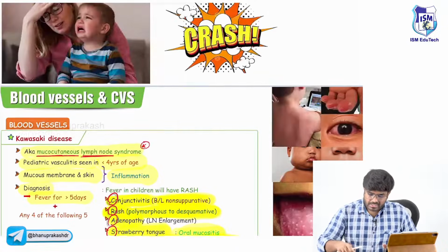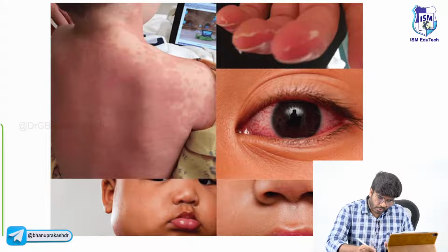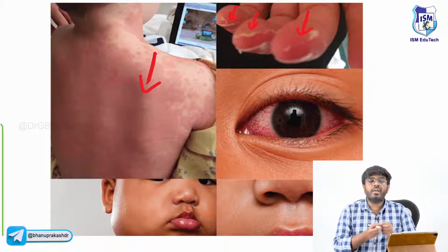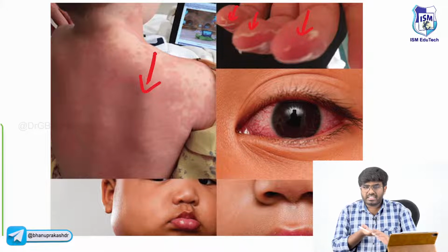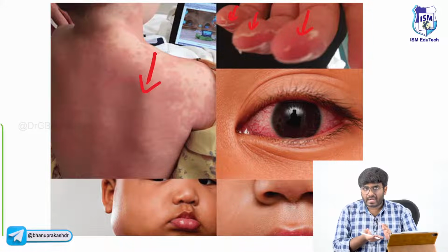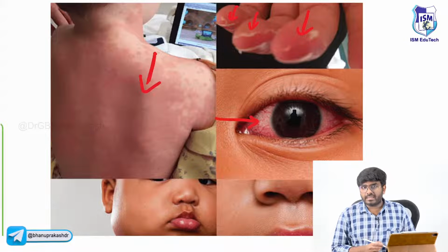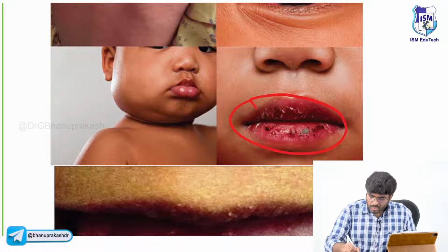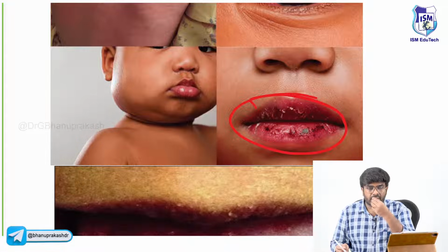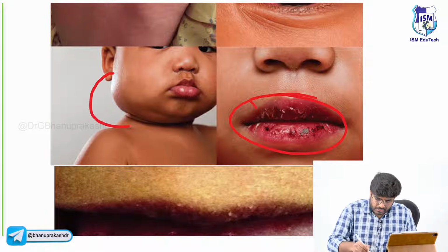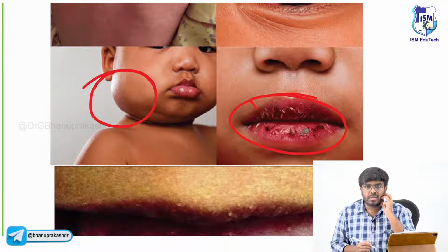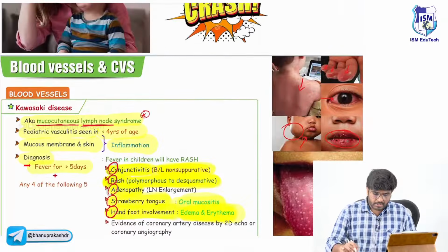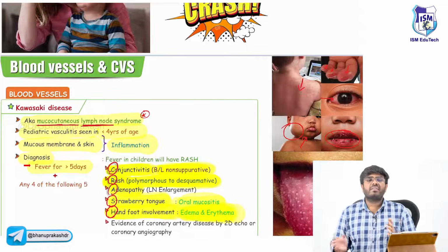Now look at this image. What are the points you need to know? Here the boy is having a rash, and hand and foot involvement, sir. The skin is peeling off. If you look at the eyes, there is bilateral red conjunctivitis. Now, what is this? Oral mucositis. The mucosa is going to peel off, and here you can very clearly see the lymphadenopathy. The lymph nodes are enlarged in the small boy. And strawberry tongue.